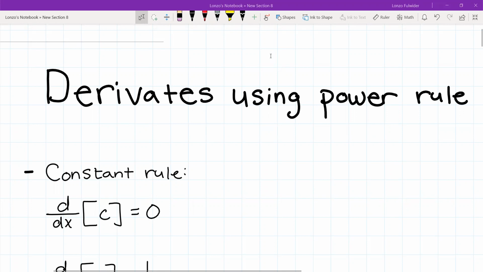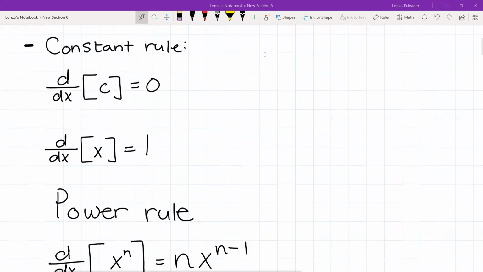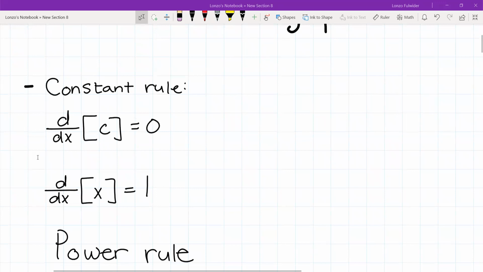Hello. In this section, I will go over how to derive using power rule, constant rule, and constant multiple rule. So we're pretty much taking the derivative using power rule. There's not many rules you have to know. You just need to know the constant rules. This rule states that the derivative of a constant is always going to be 0.